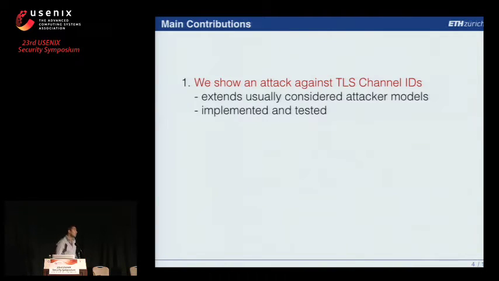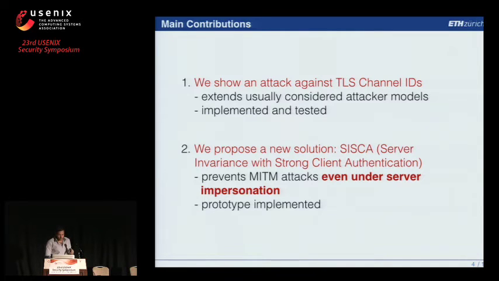So in this work, we show that there is actually an attack against TLS channel IDs and similar authentication protocols that extends the usually considered attacker models. We implemented and validated this attack. On top of that, we propose a new solution to the problem by essentially combining channel ID-based authentication with the concept of invariance, and I'll describe later what this is about. We implemented a prototype of our solution, which required us to change the source code of the Chromium web browser and also implement a module for Apache on the server side.